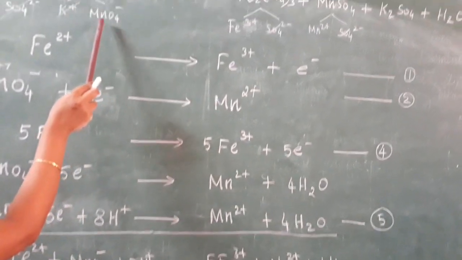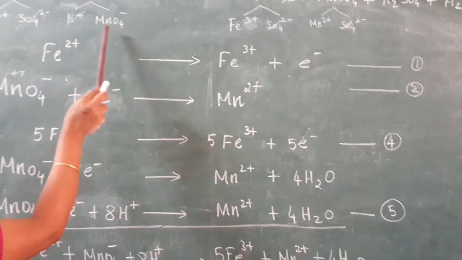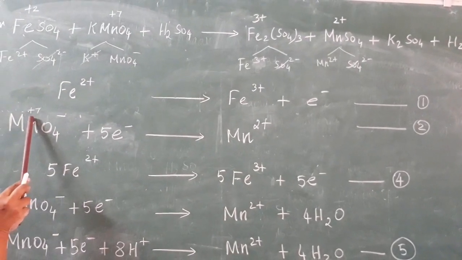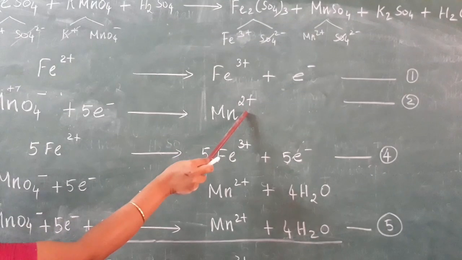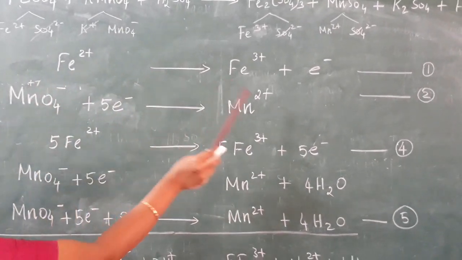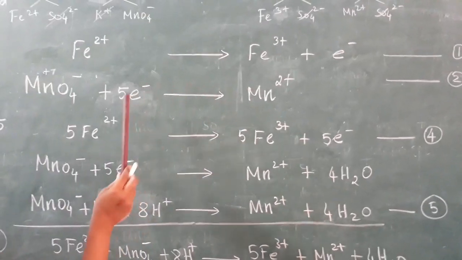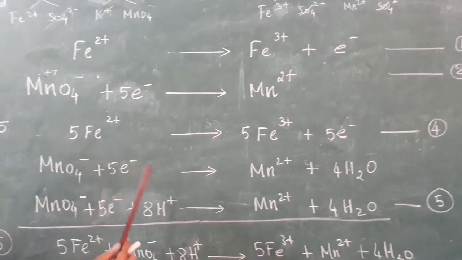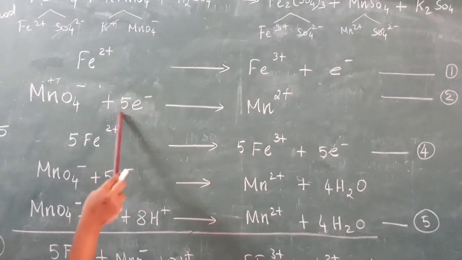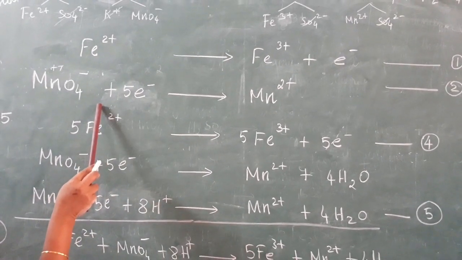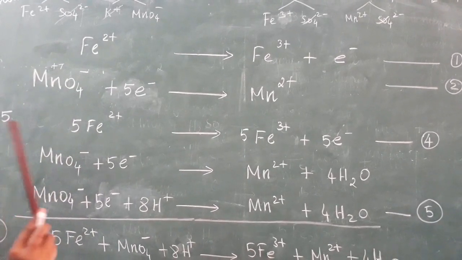Now see MnO4-, the manganese oxidation number is +7. So +7 to 2+, what happened there? When the positive number decreases, electrons are gained. How many electrons are gained? 5 electrons are gained. So I put the 5 electrons on the reactant side. Okay, always keep it in mind.